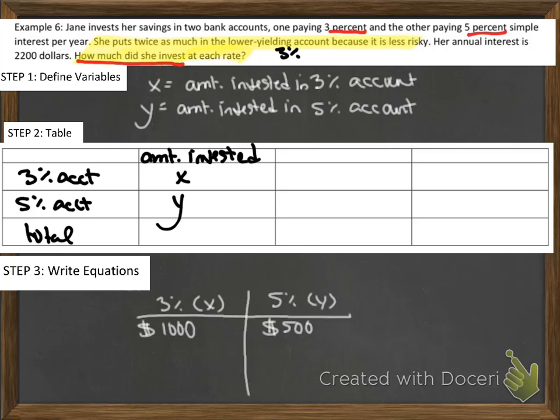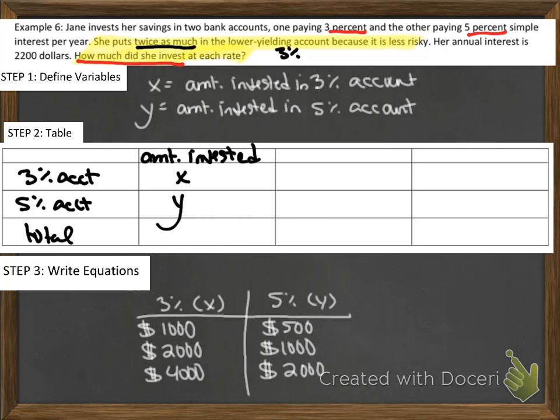Another way to think about it is if she put $1,000 in the 5% account, that means she put twice as much as that in the lower yielding account. So that means she put $2,000 in the lower yielding account. Likewise, if she put $2,000 in the 5% account, then she would put twice as much in the 3% account, or $4,000. So what's the pattern here? Can you see a pattern?